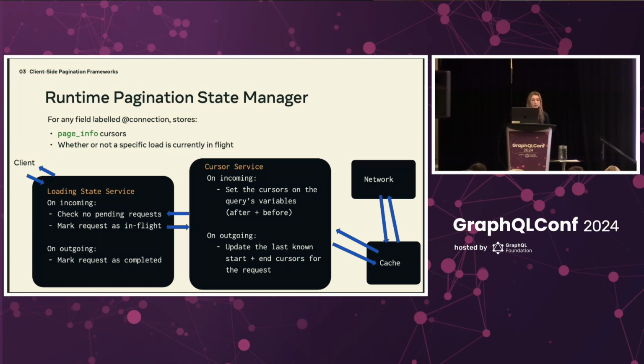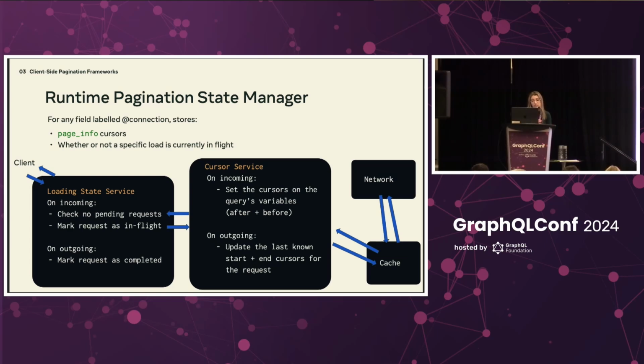But for any field labeled @connection, in addition to these guarantees that we have at the compile time, we can use a runtime state manager to look for the exact fields that you have in the connection specification. So this is a very simplified diagram. But importantly, this is a generalized framework that all connections can use, and no one needs to rewrite. You can see that the client executes some request, and it goes through a loading state service, a cursor service, and then to cache and/or network, depending if it's needed.